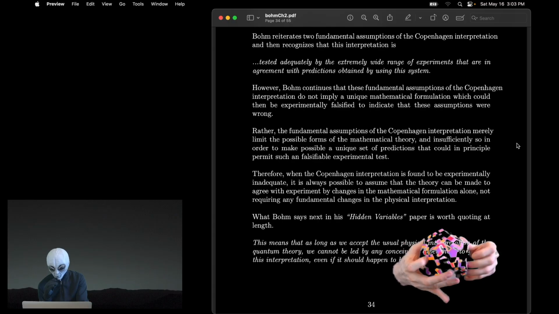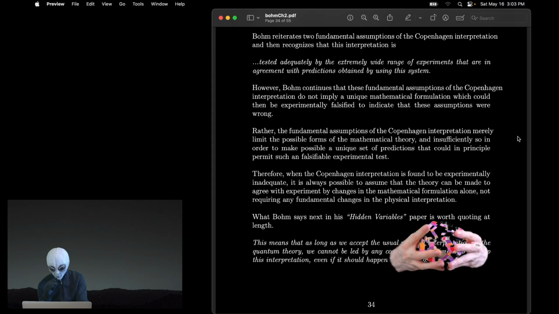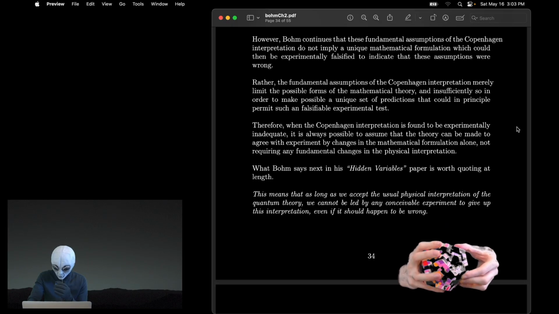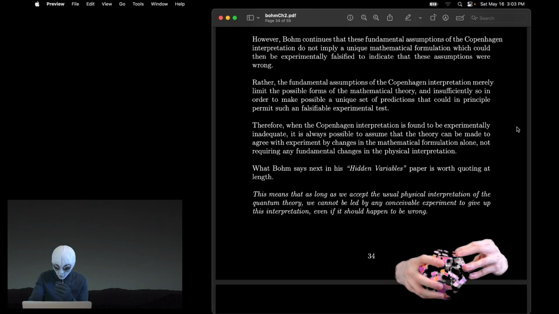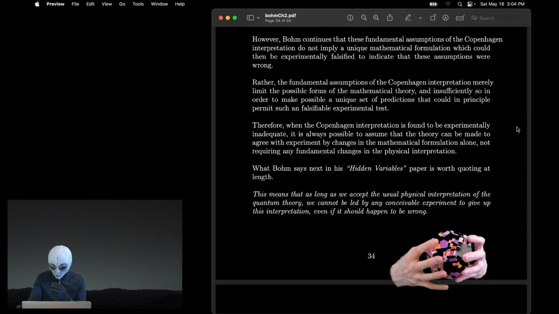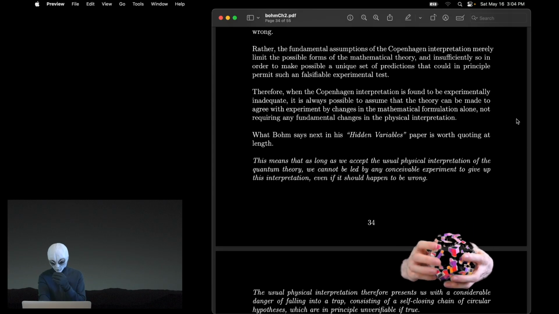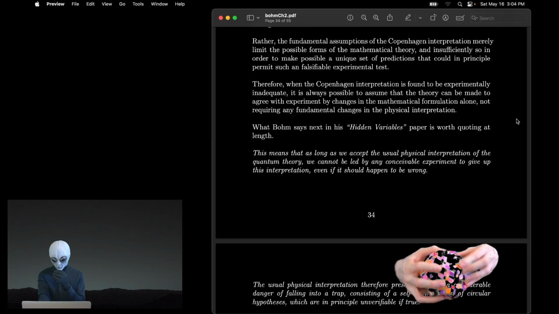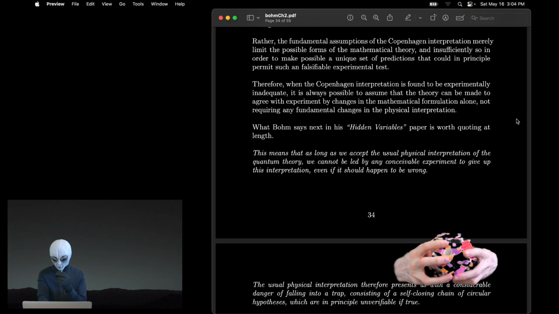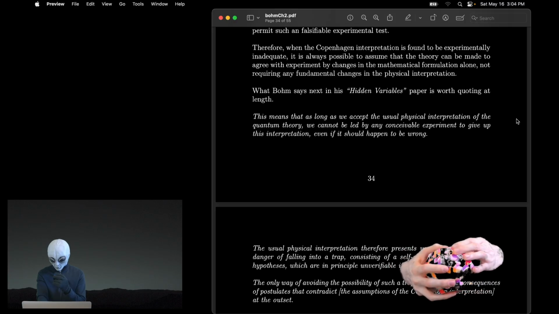However, Bohm continues that these fundamental assumptions of the Copenhagen interpretation do not imply a unique mathematical formulation which could then be experimentally falsified to indicate that these assumptions were wrong. Rather, the fundamental assumptions of the Copenhagen interpretation merely limit the possible forms of the mathematical theory, and insufficiently so in order to make possible a unique set of predictions that could in principle permit such a falsifiable experimental test. Therefore, when the Copenhagen interpretation is found to be experimentally inadequate, it is always possible to assume that the theory can be made to agree with experiment by changes in the mathematical formulation alone, not requiring any fundamental changes in the physical interpretation. What Bohm says next in his hidden variables paper is worth quoting at length.